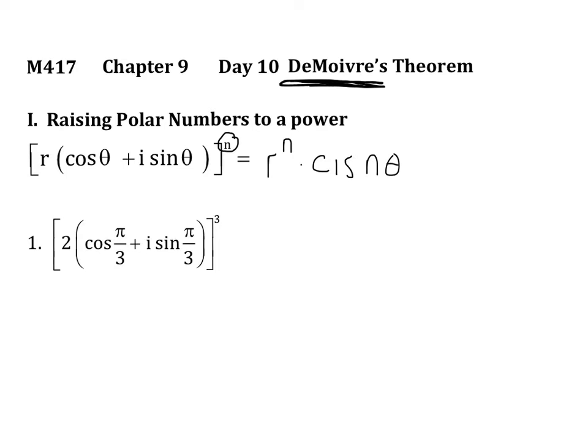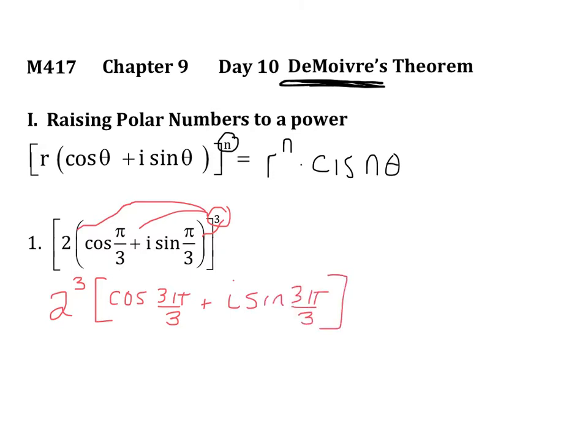So number one, it's already in polar form. Let's just leave it the way it is, 2 cosine plus i sine. So when we bring the 3 in, this power that's coming inside is going to affect the 2, the pi over 3, and the pi over 3. So this becomes 2 to the third multiplied by cosine 3 pi over 3, so I'm multiplying 3 times pi over 3, plus i sine 3 pi over 3. And then we simplify, so this would be 8 cis pi.